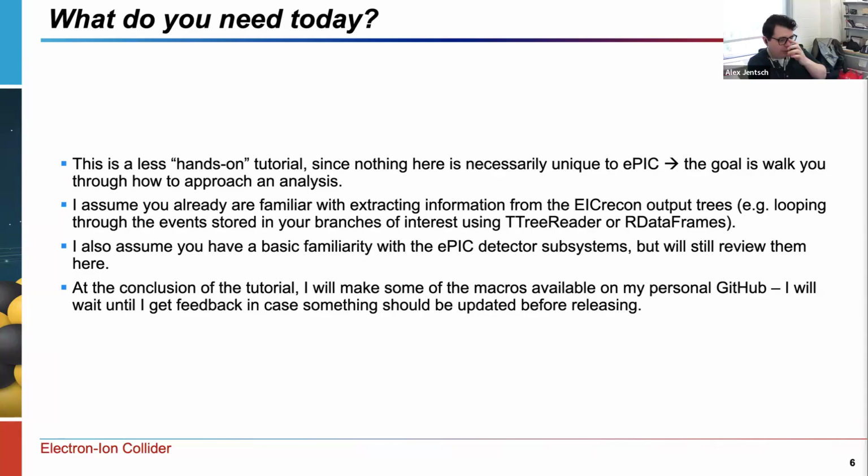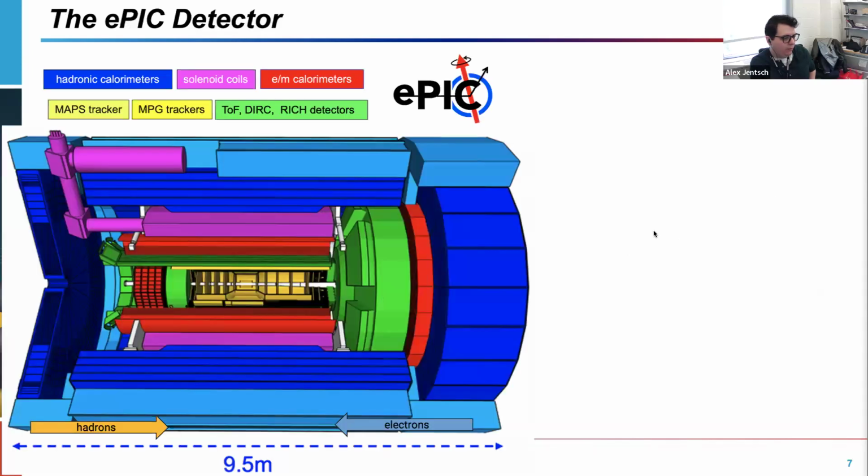I'll also assume that you have some basic familiarity with Epic as a detector, but I will just very quickly run through it on the next slide. And as I said, at the end of all this, I will provide some of the code that I've used to generate these plots on my personal GitHub, but I'll wait to post it until I get some feedback, before I have to then make changes, just so you have it available if you want to run some of this stuff yourself.